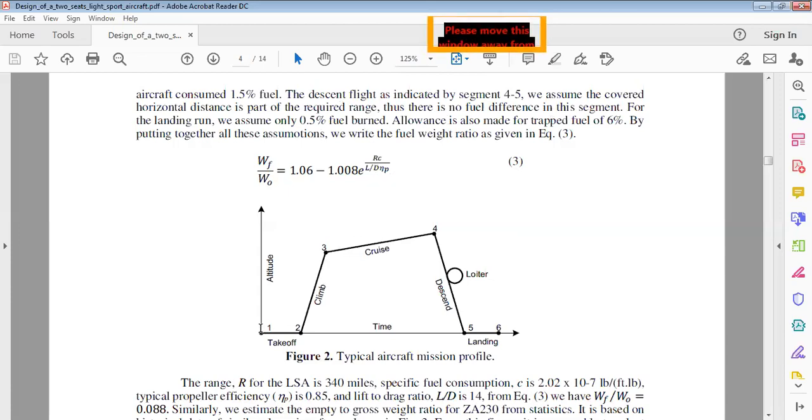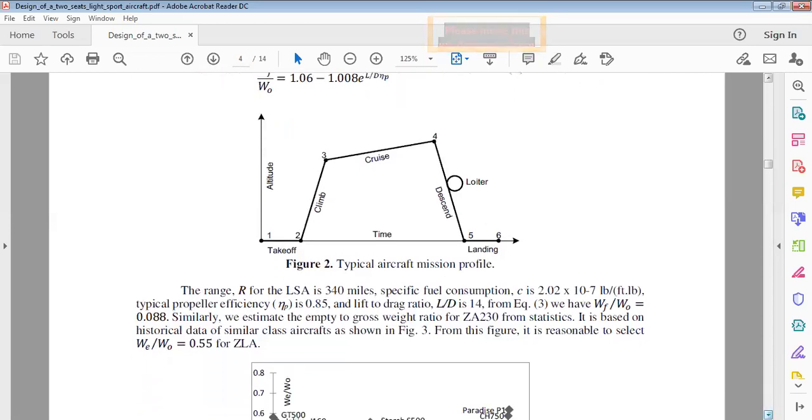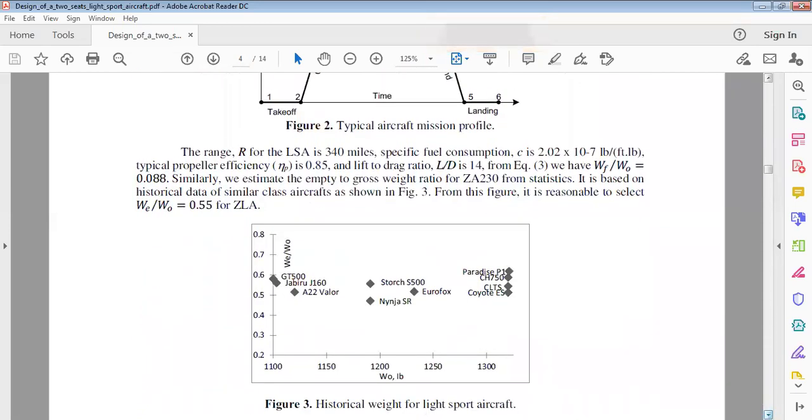We can see that 1 to 2 is the ground run with takeoff, 2 to 3 is a climb, 3 to 4 is cruise, and 4 to 5 is a loiter. You can see the descent, and 5 to 6 is the landing. There are six mission segments in total. If you have a calculator, please keep it with you, as it will be helpful.